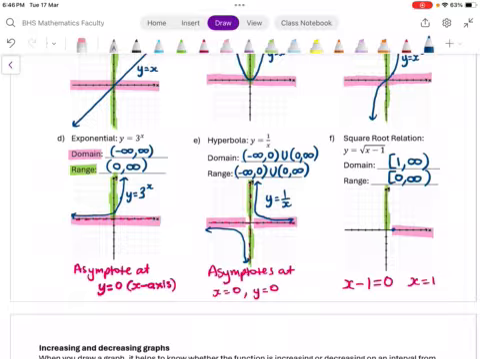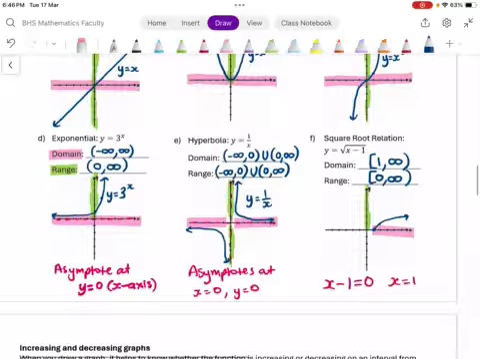Now with this function, if we were to plot some things, if we were to substitute in 2 in here, we'd get the square root of 2 minus 1, which is 1. And then at 5, we get that it's at 2. So if we substitute in some points, we can sketch our square root relation like so.